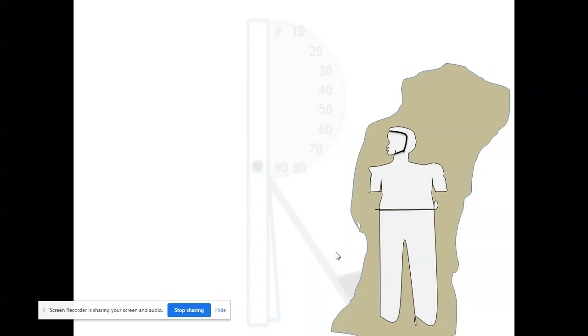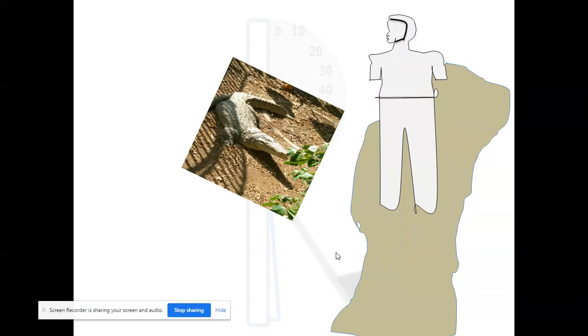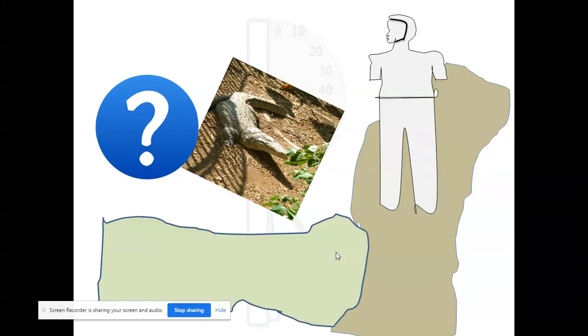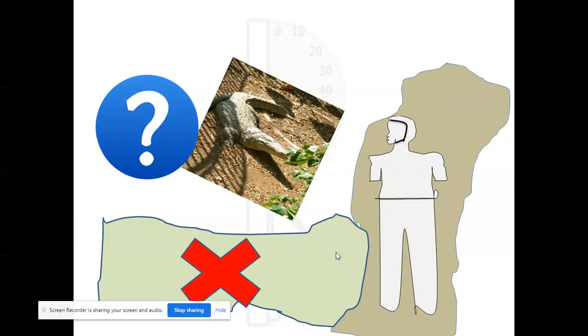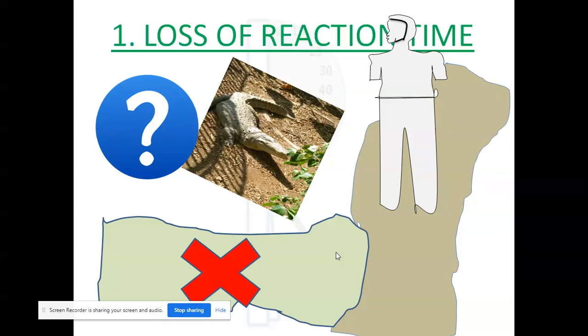Imagine a person is walking. He encounters a crocodile on his way. Instead of coming back and taking a new path where there is no crocodile, he gets confused and continues walking on the same pathway. This might be due to loss of cognition. He may have forgotten the crocodile, or it might be due to loss of reaction time as well. Instead of understanding how to change direction, he just continues walking in the same direction. That is known as loss of reaction time.